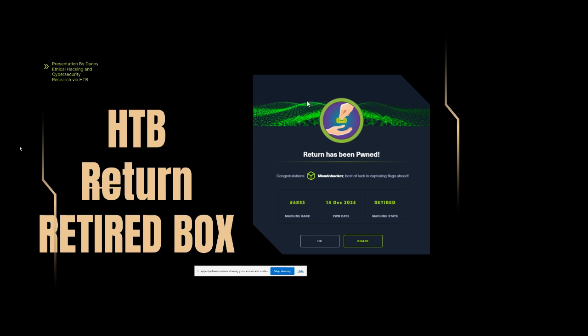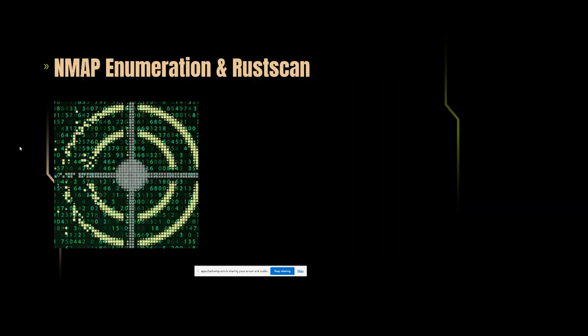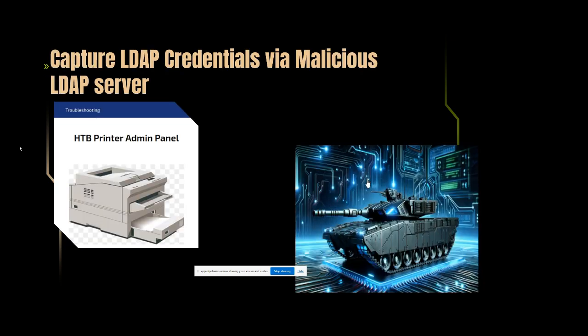Hello, this is Danny. Today we'll be doing some ethical hacking and cybersecurity research via an HTB box. We'll be looking at Returned. It's a retired box. First, we'll start off with some Nmap enumeration and also do a RustScan, which is a much faster version of Nmap, in which we'll identify that port 80 is open.